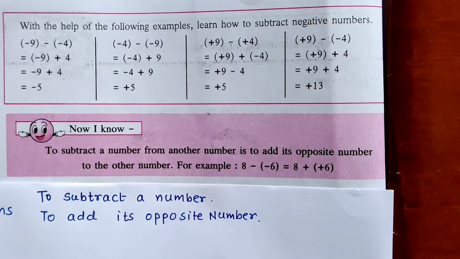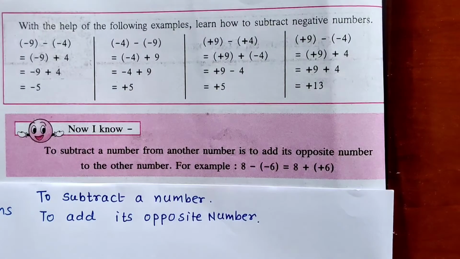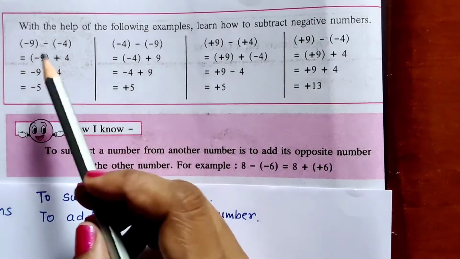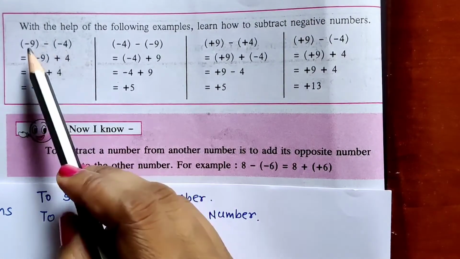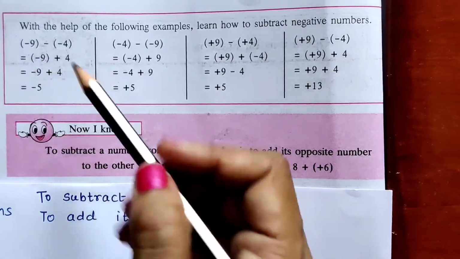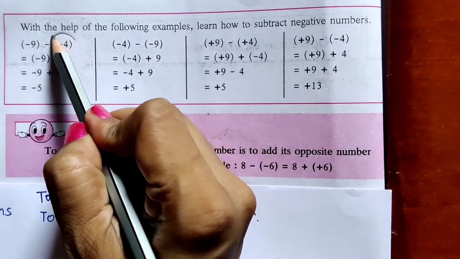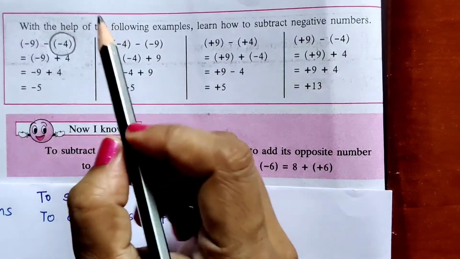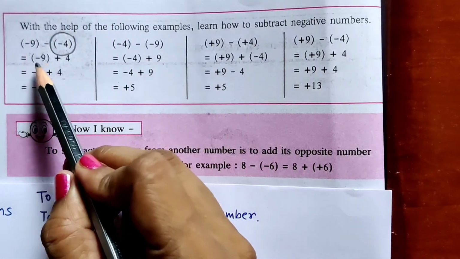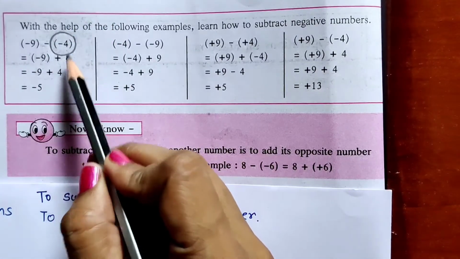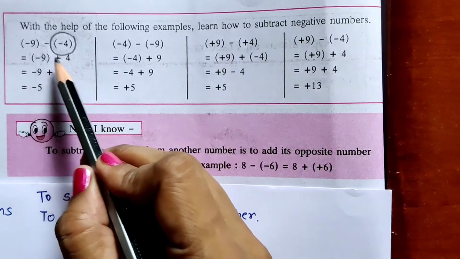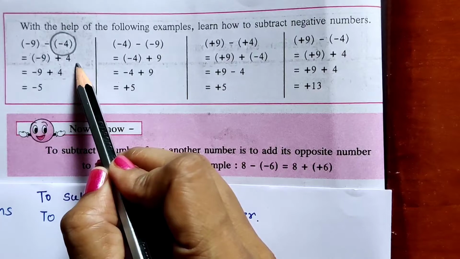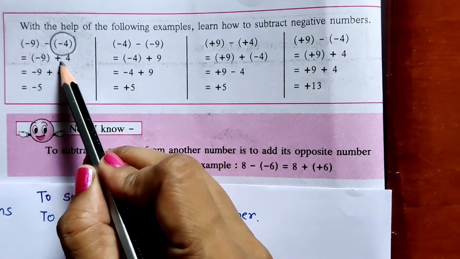Now let us see these sums given in the textbook. First sum is minus 9 minus (minus 4). We have to subtract minus 4 from minus 9. That means we will have to add the opposite of minus 4 in minus 9. So minus 9 plus 4. Opposite of minus 4 is plus 4, and in minus 9 we will have to add its opposite. So it will become minus 9 plus 4.